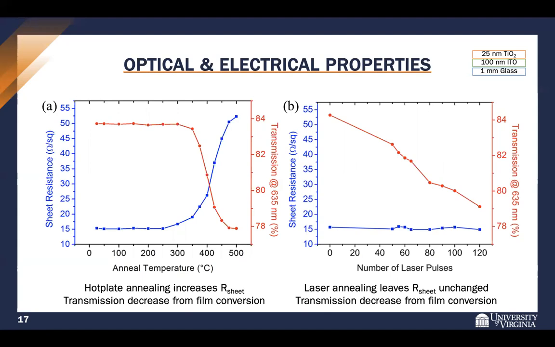However, if you look at the laser annealing process on the right, you can see that a similar transmission decrease, indicating film conversion, occurs. However, the sheet resistance remains constant and low, which is good for our subsequent device.